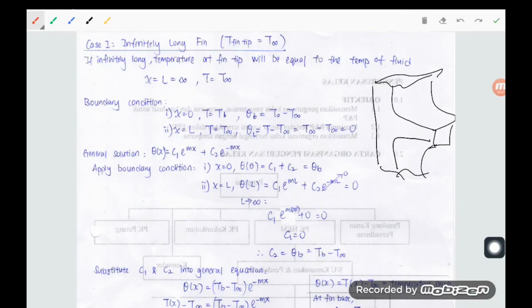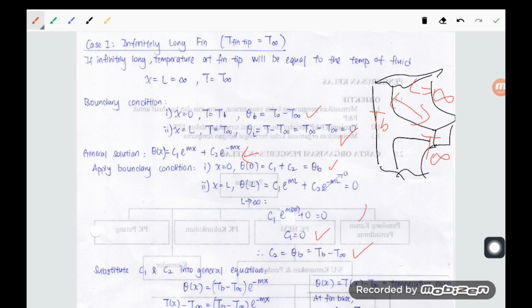Now I'm going to explain the first case, which is the infinitely long fin. In this case we have the long infinite fin, and here is delta B and here is T infinity. The temperature of the fin will always be near the surrounding temperature. We substitute the boundary conditions into the general solution, and we get C1 plus C2 equal to delta B, and also C1 equal to 0 and C2 equal to delta B.